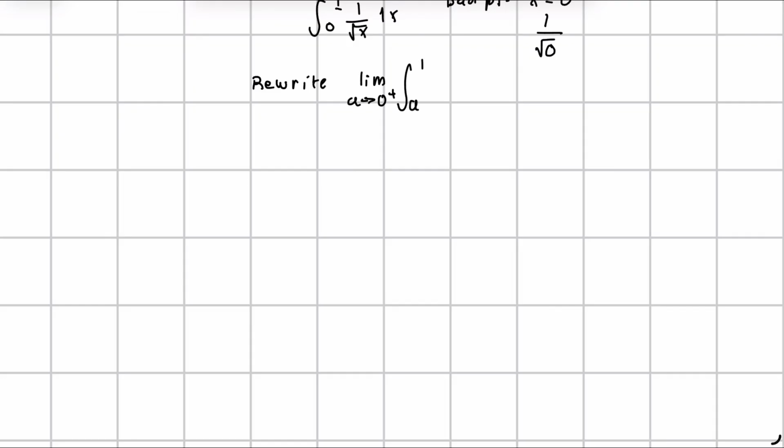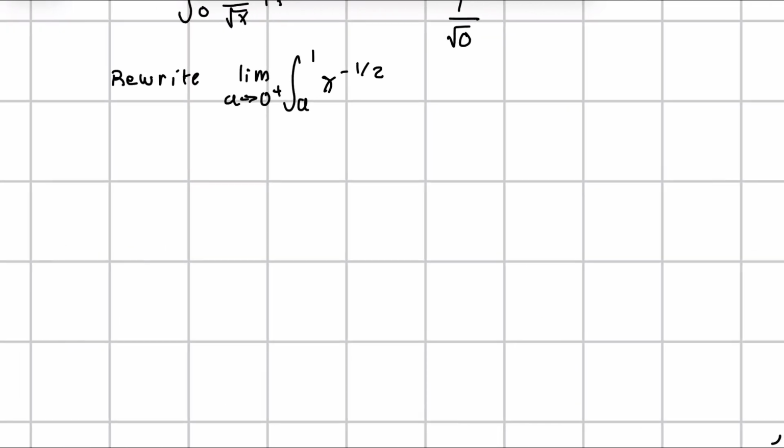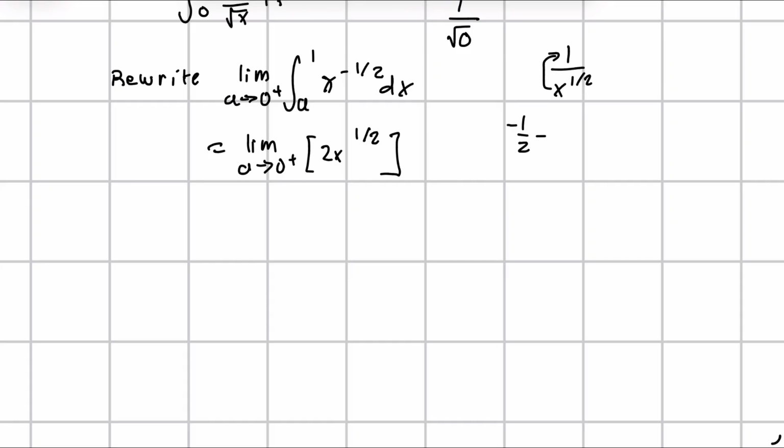We have x to the power of negative 1/2, which is the same thing as 1 over x to the power of 1/2, and then we just put this in the top using the negative exponent rule, right? So then we can write this with dx. So we have the limit as a approaches 0 from the right side, and we have 2x to the power of 1/2, because you take the exponent, move it to the front, and add 1, right? So we have negative 1/2 plus 2 over 2, which is equal to 1/2.